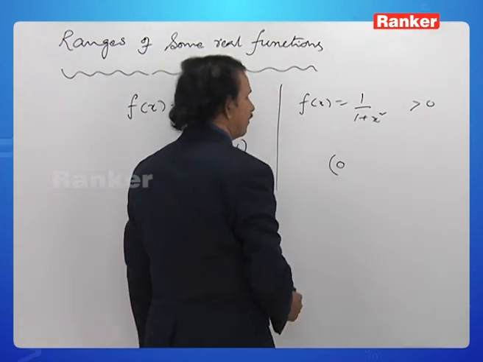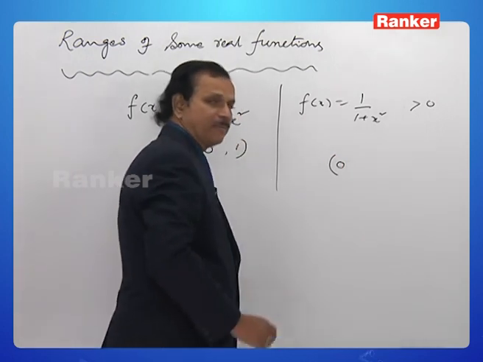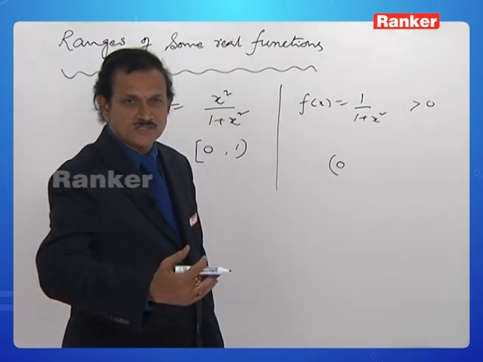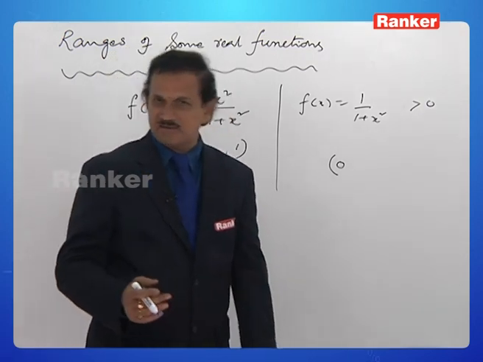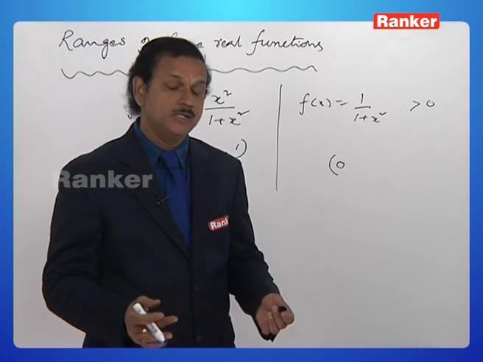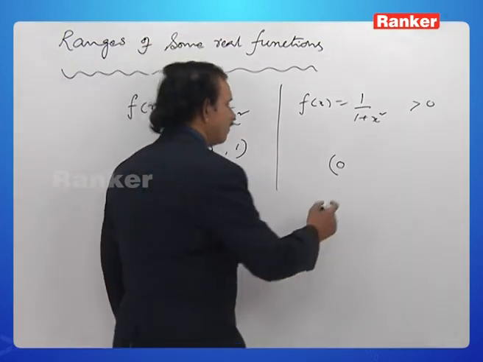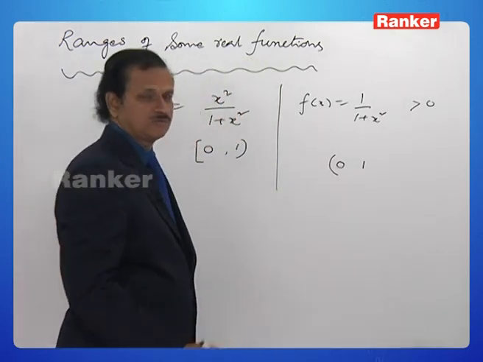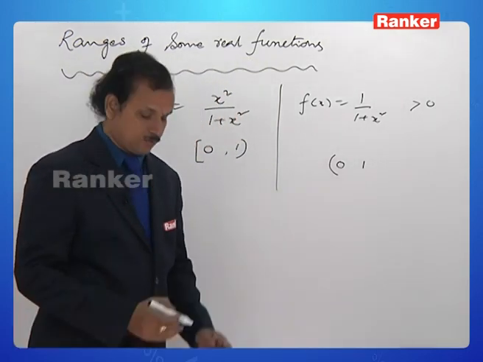what is the upper boundary? It is again a proper fraction. Numerator is 1, denominator is 1 plus x square. Surely 1 is less than 1 plus x square. So it must be less than 1. Again, think of. So upper boundary is 1. Are we supposed to use open bracket or closed bracket there? Is it open interval or closed interval?